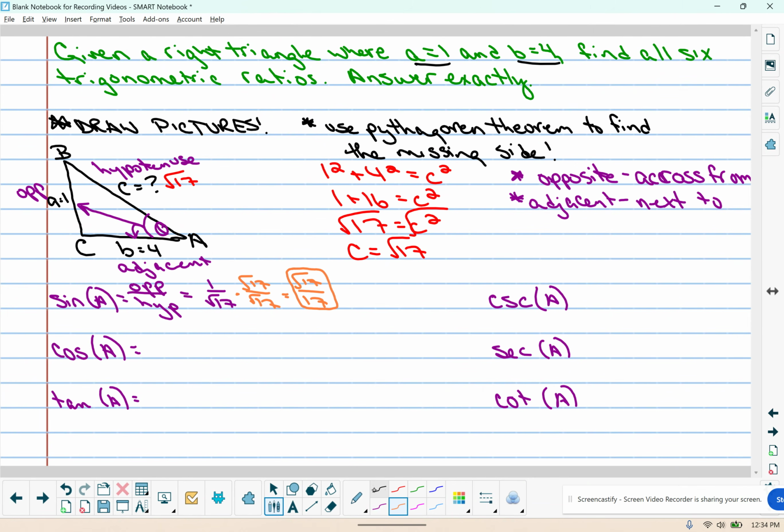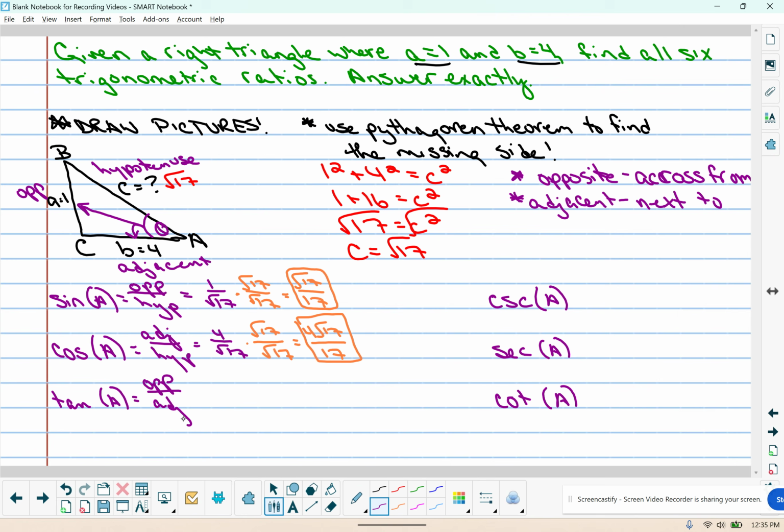Okay, so the next one, cosine is adjacent over hypotenuse, and adjacent is 4. So this is 4 over rad 17, but then we have to multiply those by rad 17 over rad 17 and rationalize that denominator. So that answer is going to be 4 rad 17 over 17. Okay. And tangent is opposite over adjacent.